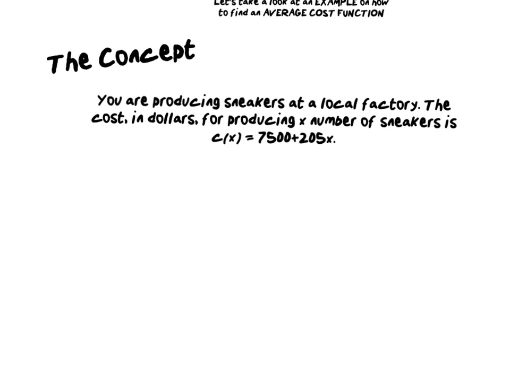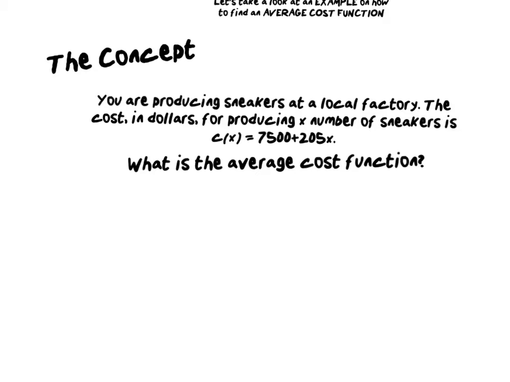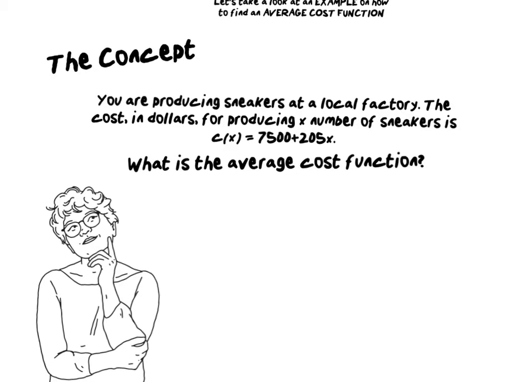So you are producing sneakers at a local factory. The cost in dollars for producing x number of sneakers is C(x) = 7,500 + 205x. What is the average cost function?